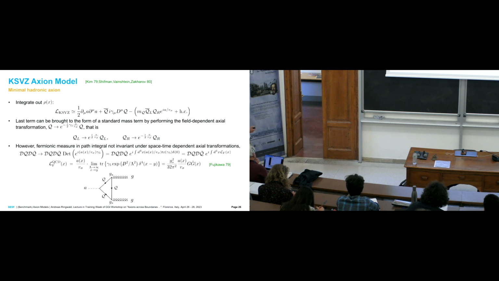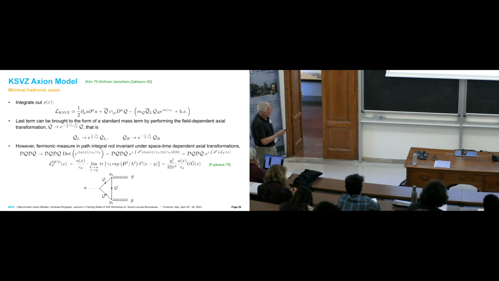So this non-invariance of the fermionic measure in the path integral is nothing else than saying that there is this anomalous violation of the chiral current in this gauge theory.